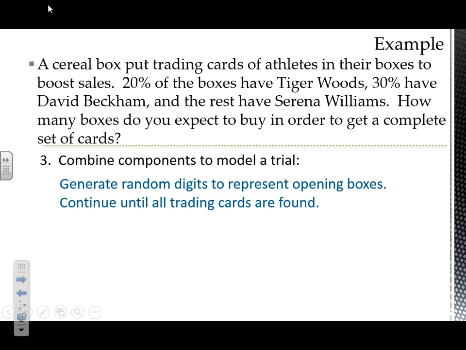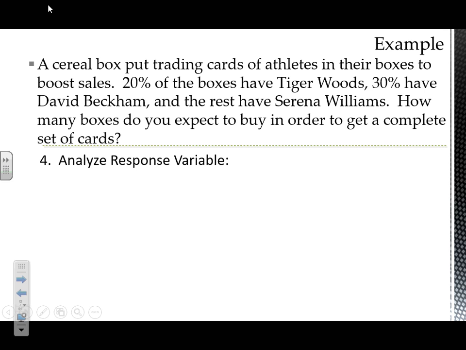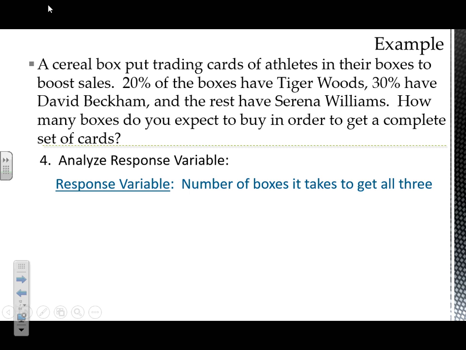Okay? So, we took our components, analyzed our response variable. That's what we just did there. So we counted up the number of boxes it takes to get all 3. So we added them all together, averaged, and then we drew our conclusion based off of that average. Everyone okay with that?